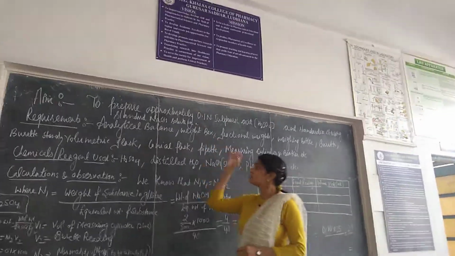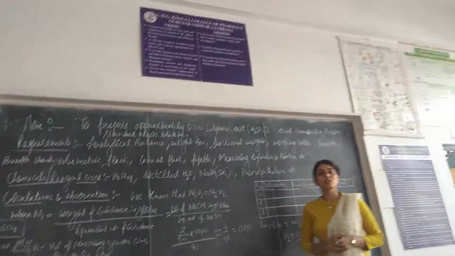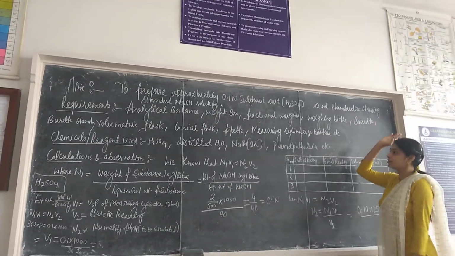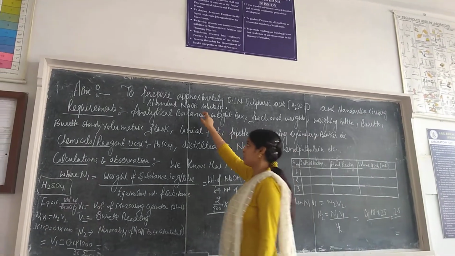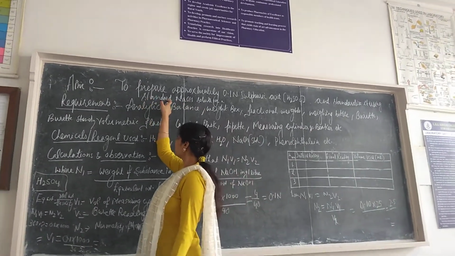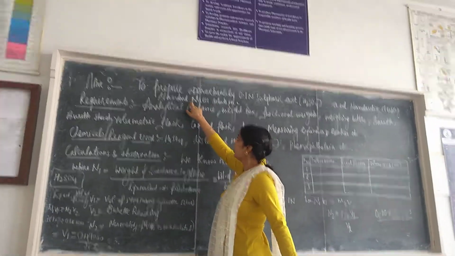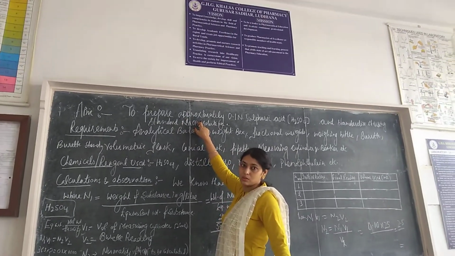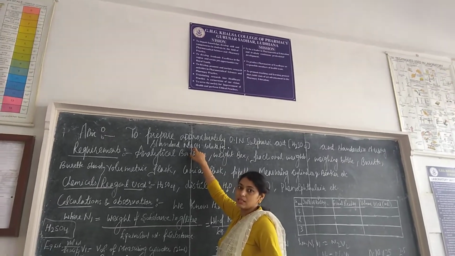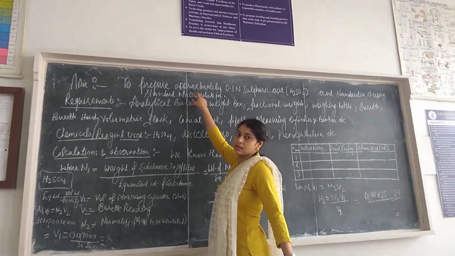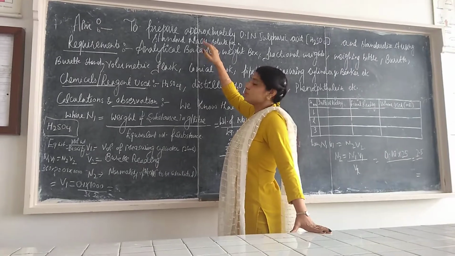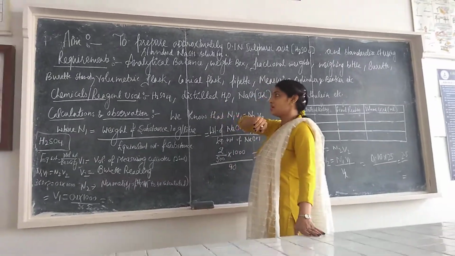Today we will discuss how to prepare 0.1 normal sulfuric acid and to standardize it using standard NaOH solution. Why are we using standard NaOH solution? As we know, NaOH is a secondary standard, so first it needs to be standardized using some acid, and we used oxalic acid for its standardization.